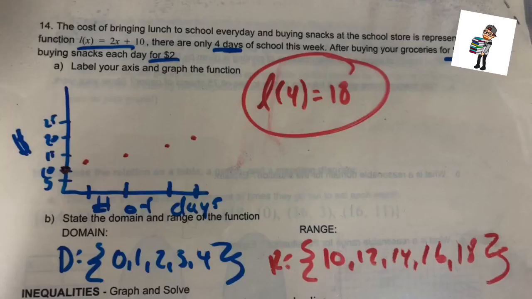Well, you start at $10 and there's $2 in snacks per day. X is the number of days. Y is the money. There's your domain and range. Again, pause this if you need to go back.